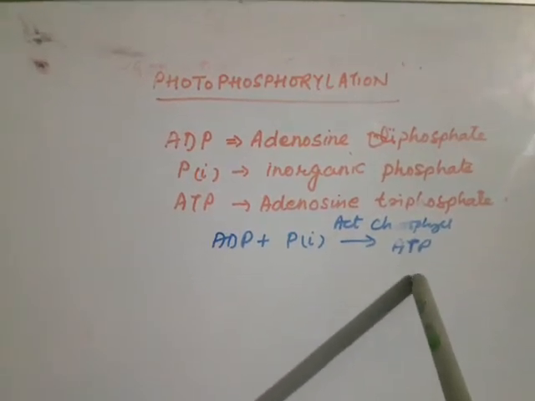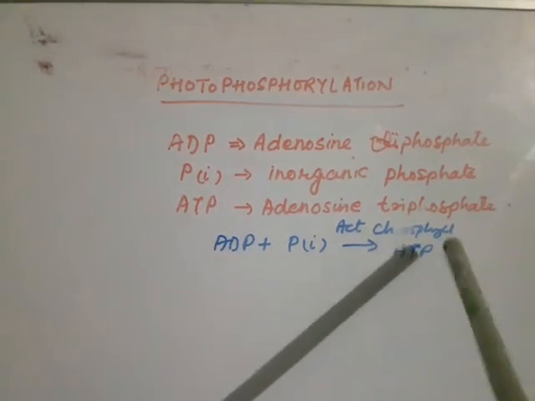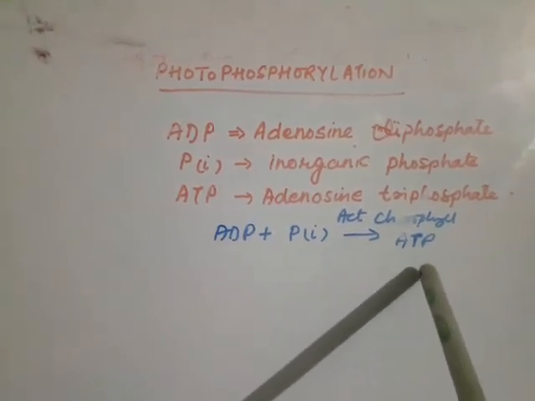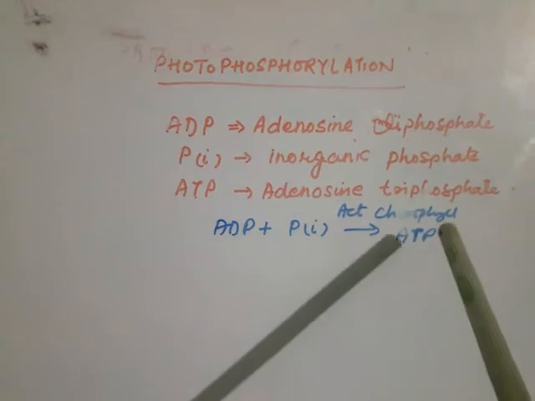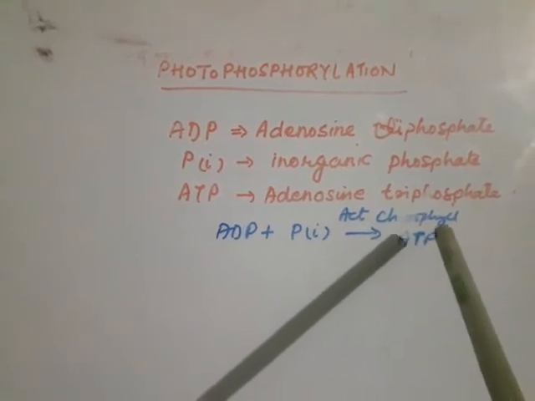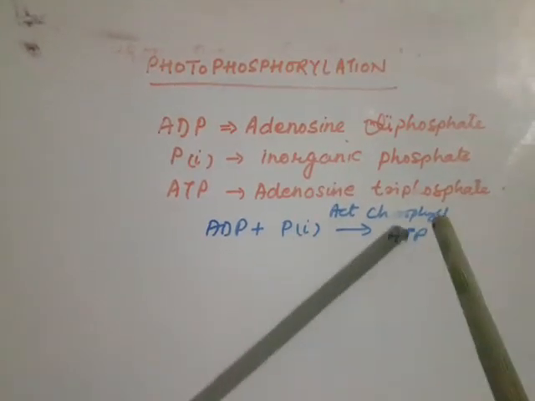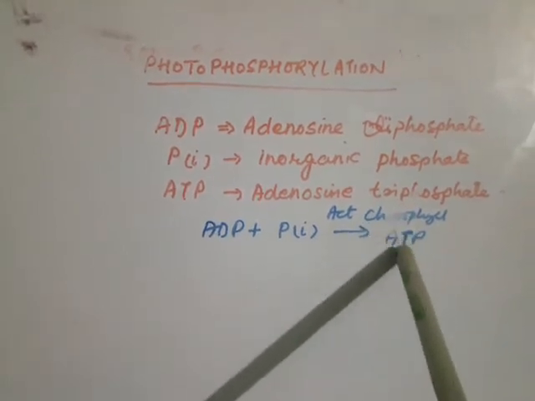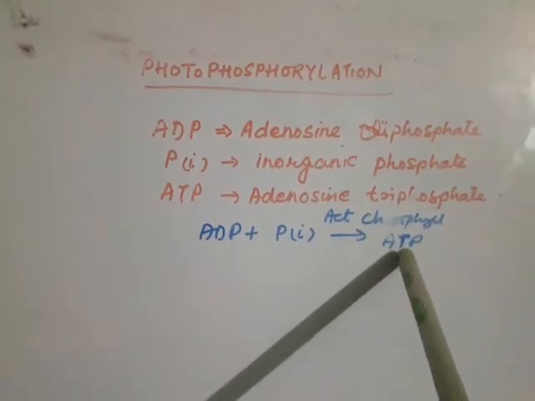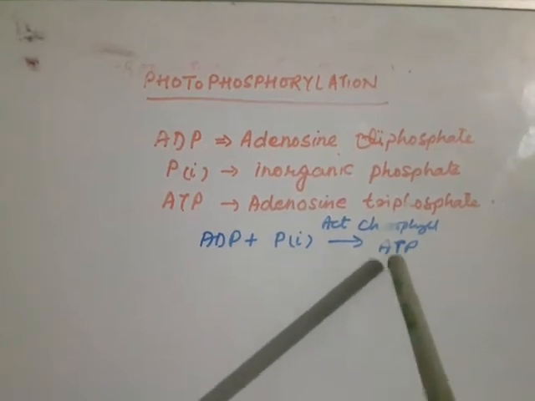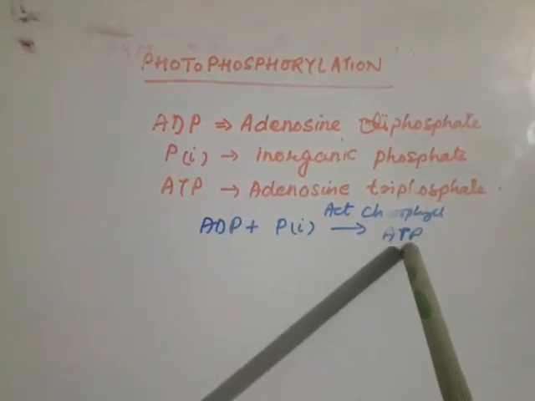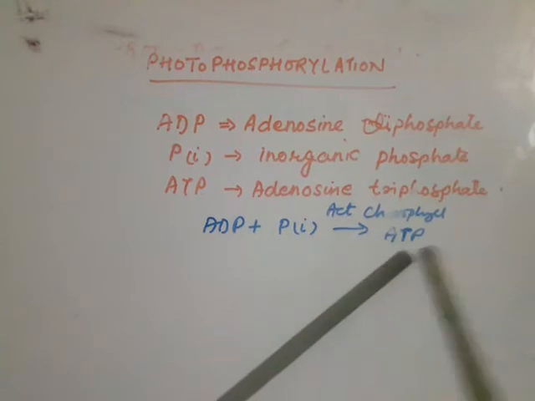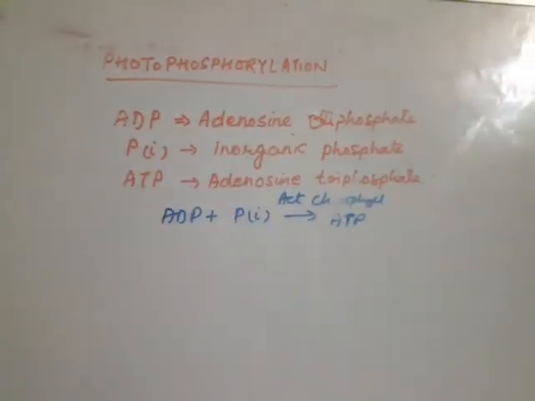And the main role of this ATP is to supply energy, the energy which is required during the dark phase of photosynthesis. In order to form glucose, some energy is required, and the role of this ATP is to supply that energy demand, to fulfill the energy demand of the dark phase of photosynthesis.